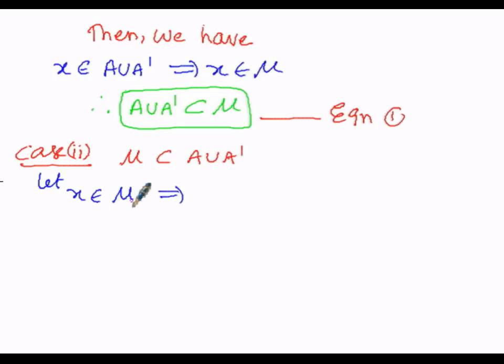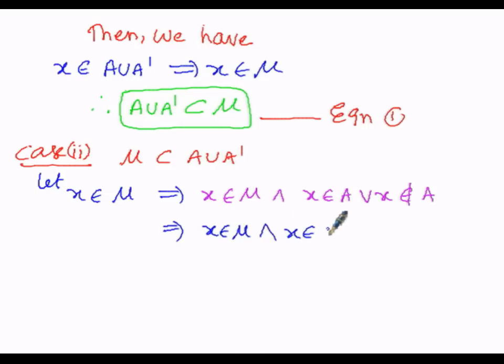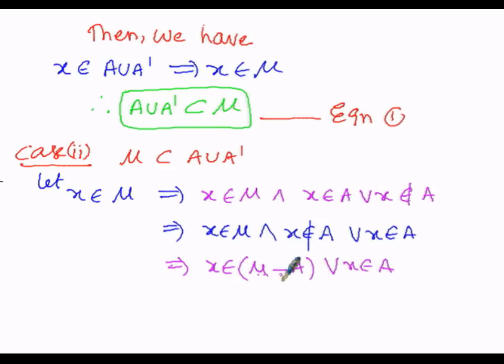So x belongs to μ. I am going to write the same condition: x belongs to μ and x belongs to A or x does not belong to A. So I have created here x belongs to A or x does not belong to A. That implies x belongs to μ and x does not belong to A, or x belongs to A. From this we can write x belongs to μ and x does not belong to A as x belongs to μ minus A. So x is present in μ but it is not present in A, that is, A is subtracted from μ. So instead of μ minus A, I wrote it as x belongs to μ and x does not belong to A.